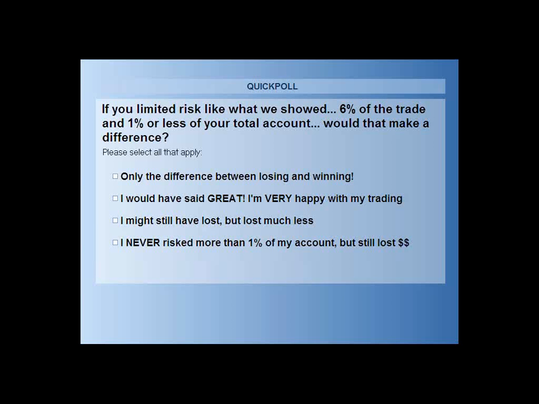Would you have lost, but lost much less? Would that have been the only difference between a losing year and a winning year? Or did you never risk more than 1% of your account, 6% of your trades, and still lost money? How would you have done over the last 12 months if you just limited your risk to 6% and kept your winners?